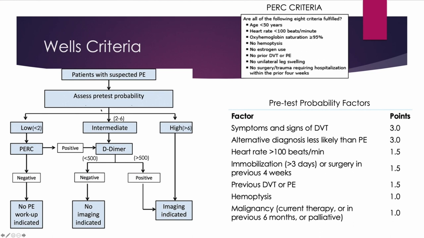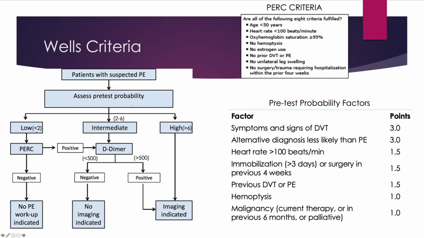So we add these points together. Then we come over to this algorithm and we place the patient in a risk category. So if we have less than two points, then the patient can be assigned a low risk classification. If the patient has 2 to 6 points on these factors, they are determined to be an intermediate patient. And if they have greater than 6, then they would be considered high risk, high pretest probability of having a PE.